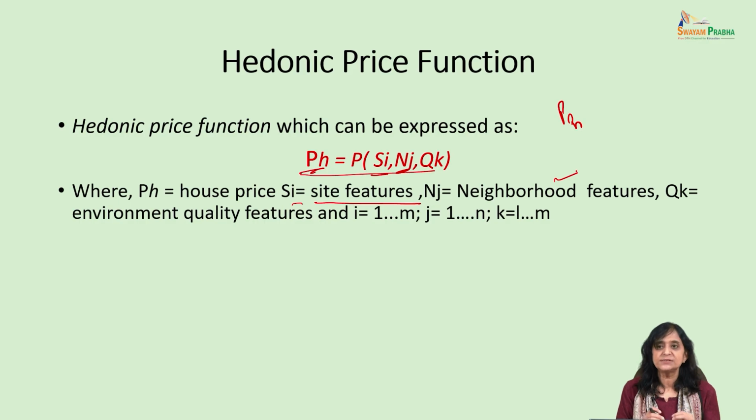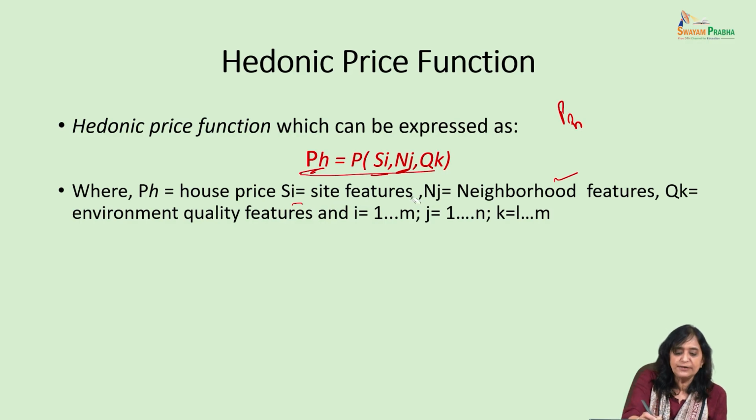Then what happens is that you do not attach a very high value even though the structural characteristics of the house are very good. On the other hand, if these neighborhood characteristics or features are very appealing, you will be willing to place a greater price on this particular house. So NJ represents what? It represents the neighborhood characteristics.